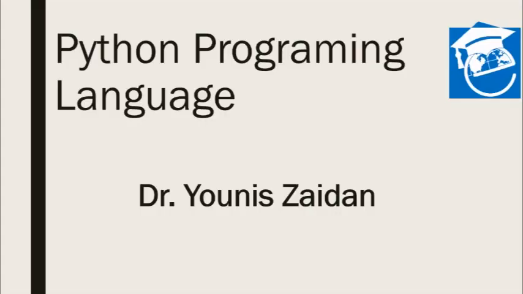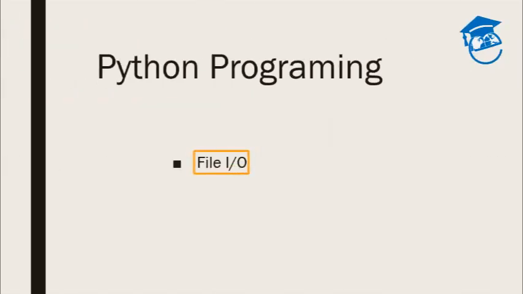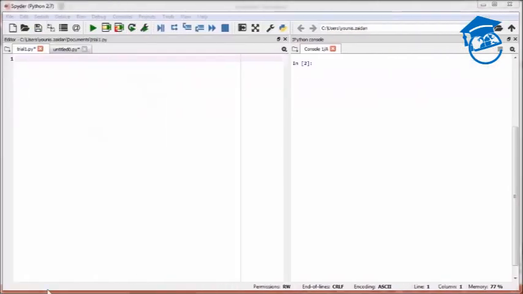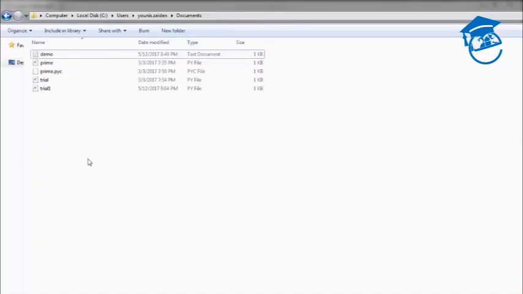In the previous video we talked about user's input, keyboard input. In this video we will talk about file input output. How do we read from a file or how to write to a file in Python. Now let's turn to Spyder, and now we would like to handle opening a file, reading from a file, and writing to a file.